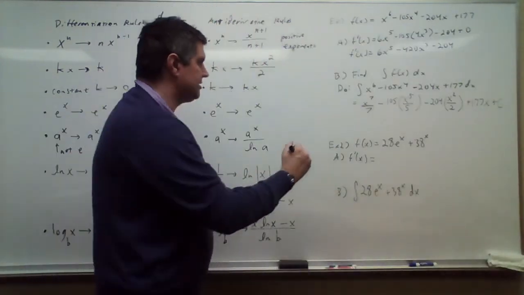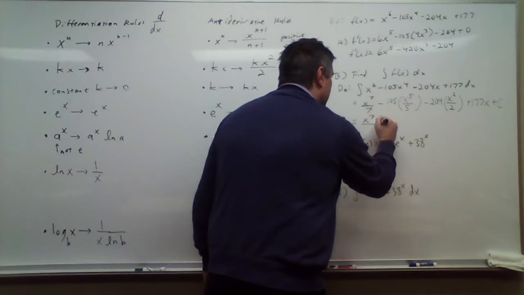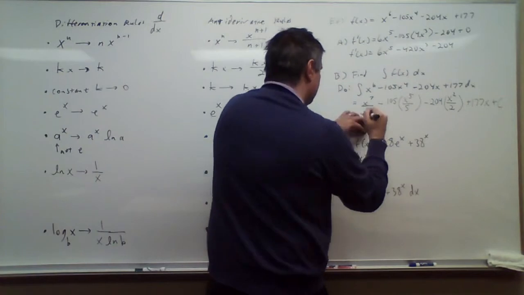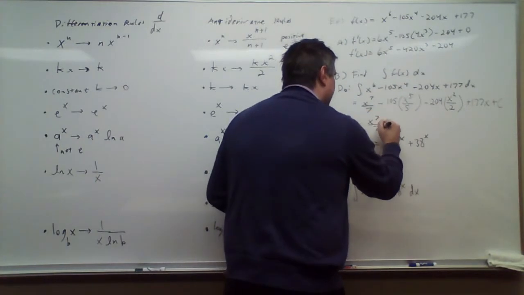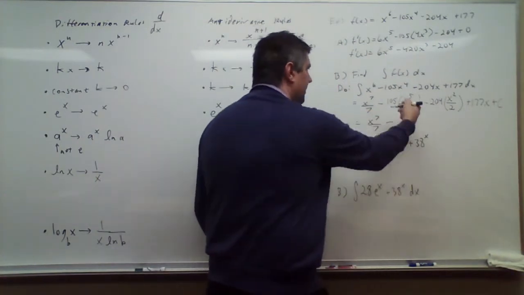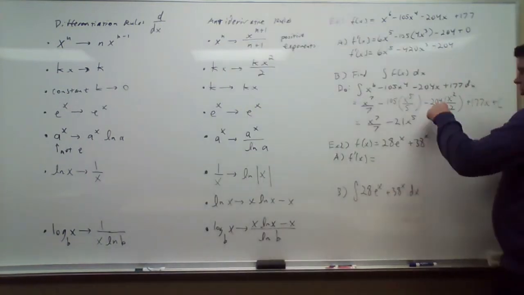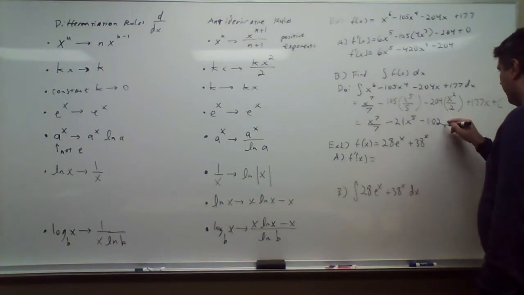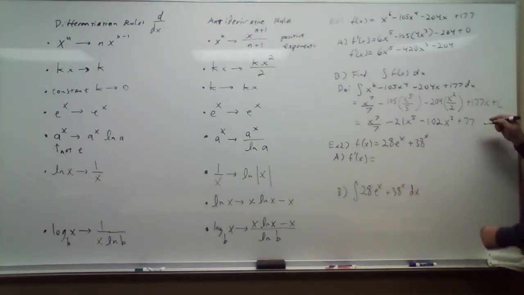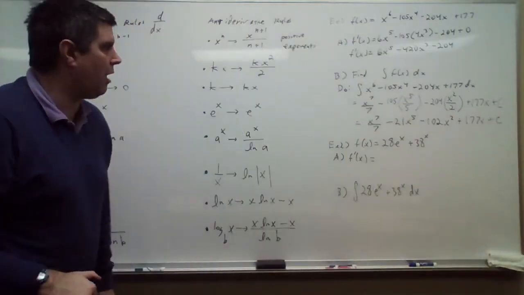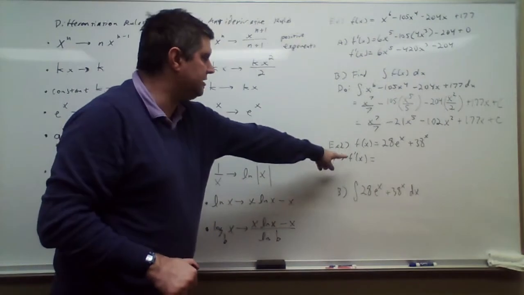And then we will simplify this. This will be x to the 7th over 7 minus 105 divided by 5 is 21, x to the 5th. Okay, 204 divided by 2 is 102, x squared, plus 177x and then plus the c for the arbitrary constant. Okay, so that was a basic polynomial, and now we're going to move on to exponentials.